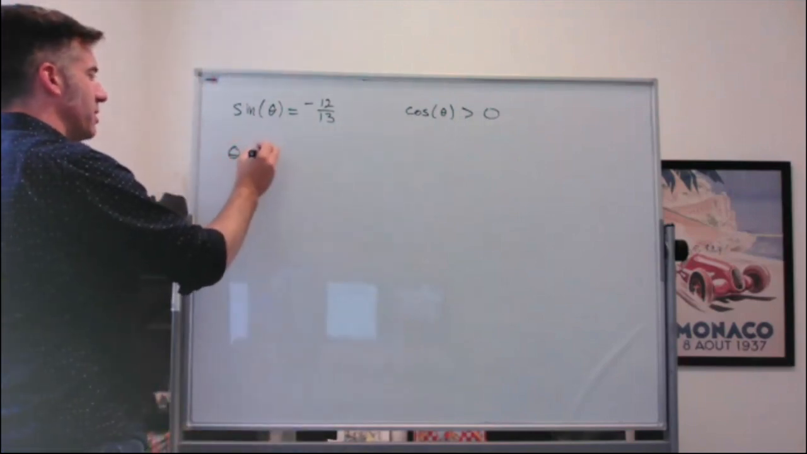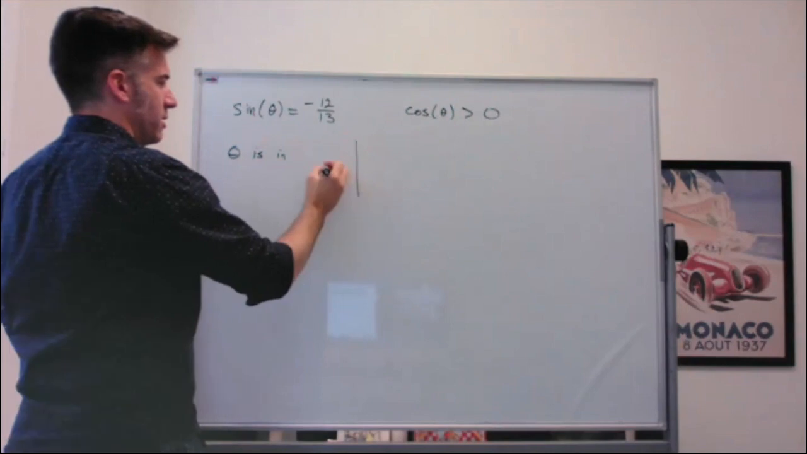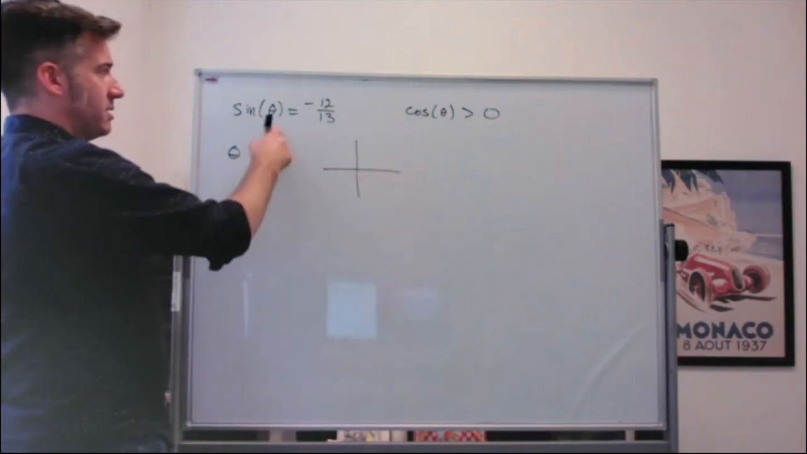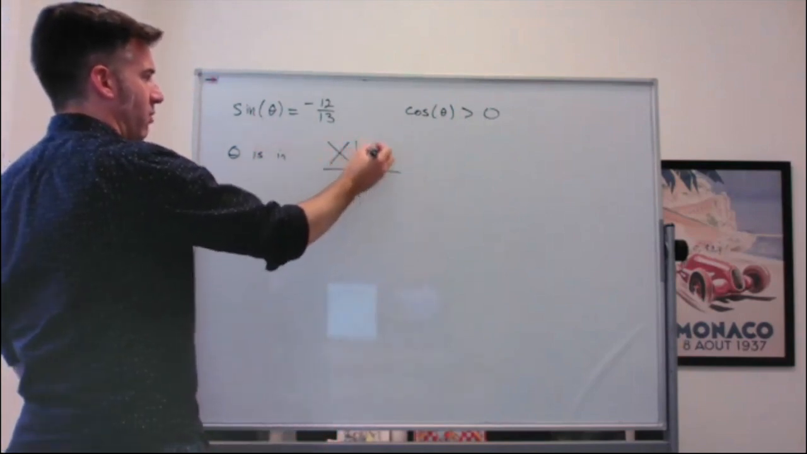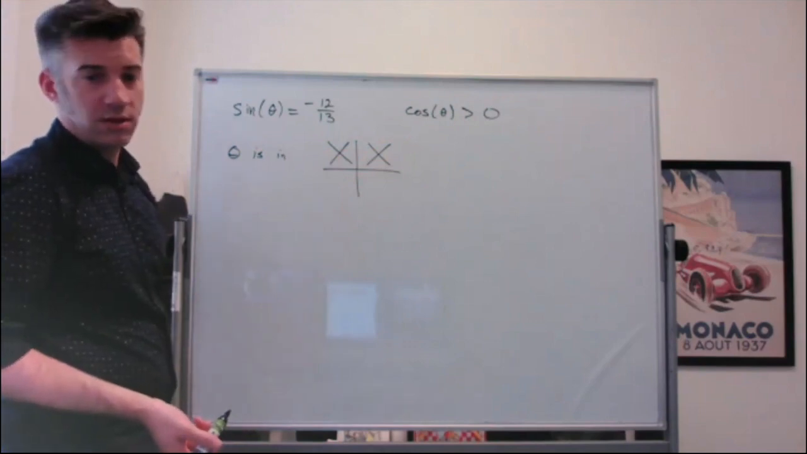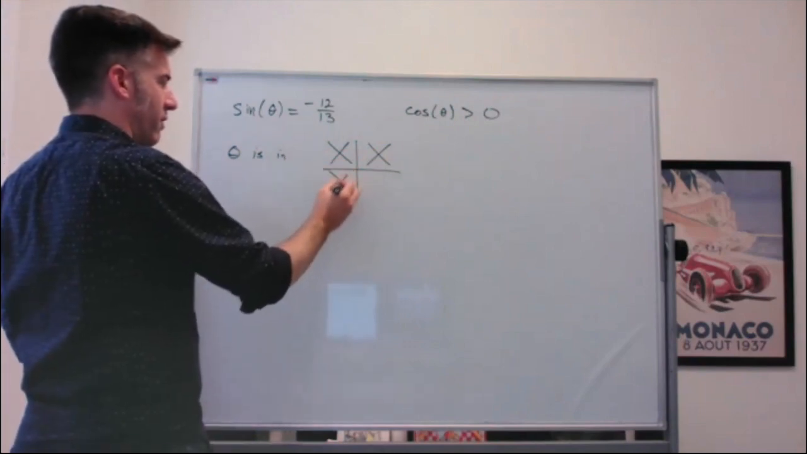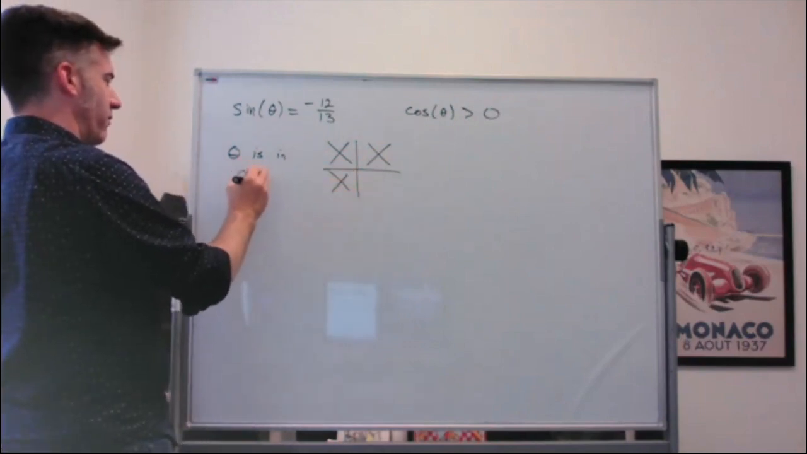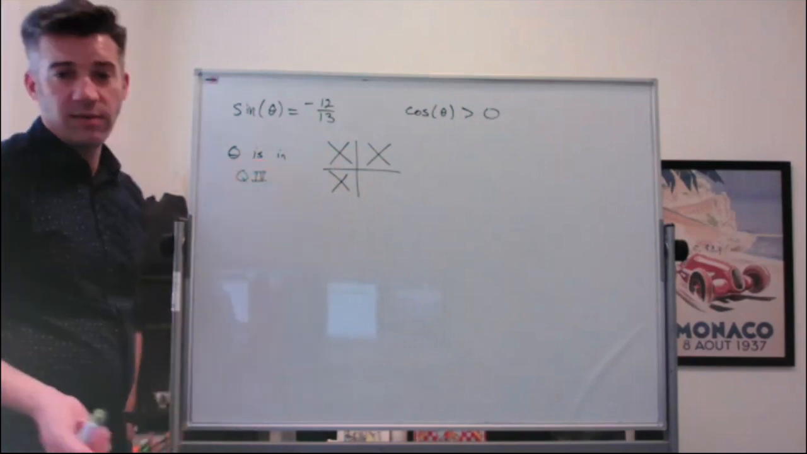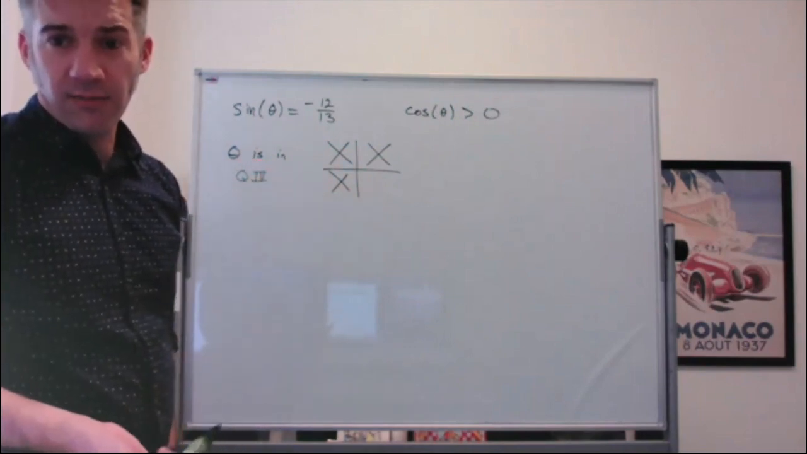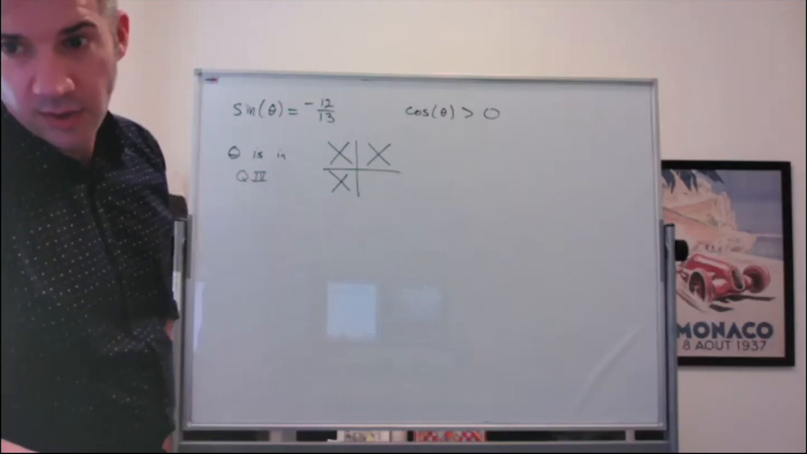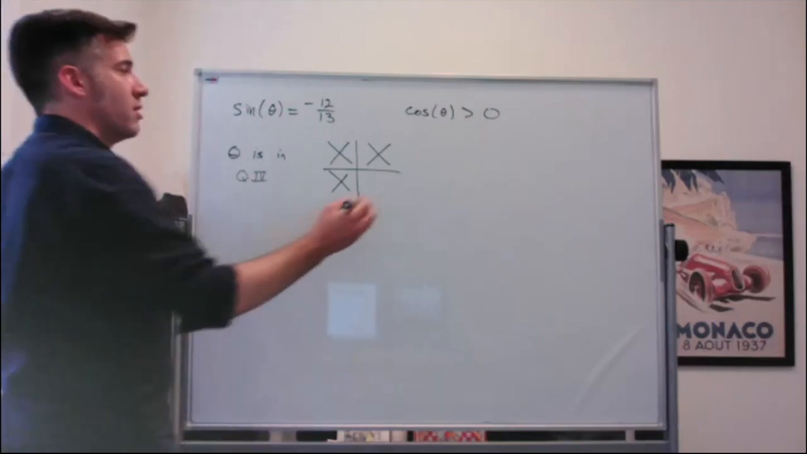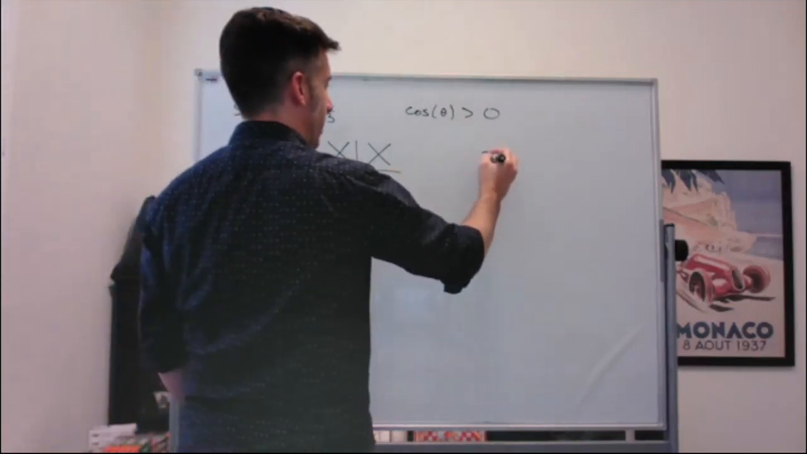Theta must be in, let's see. Sine is negative, so it can't be up here or up here. Cosine is positive, so it can't be over here. So theta's got to be in quadrant 4. Not that we're being asked that, but it's always good to think about. So then the question really is, what quadrant is 2 theta in?